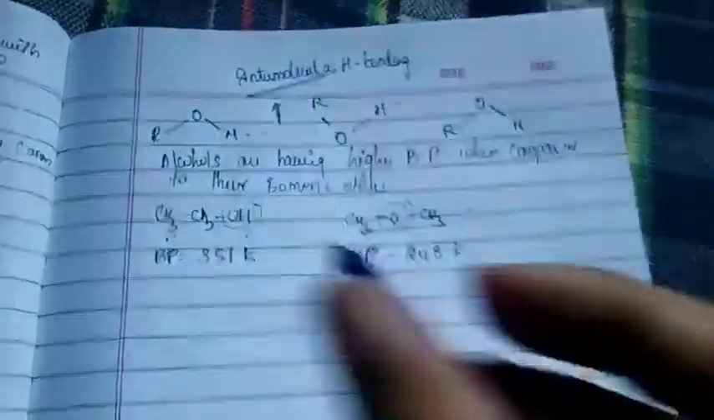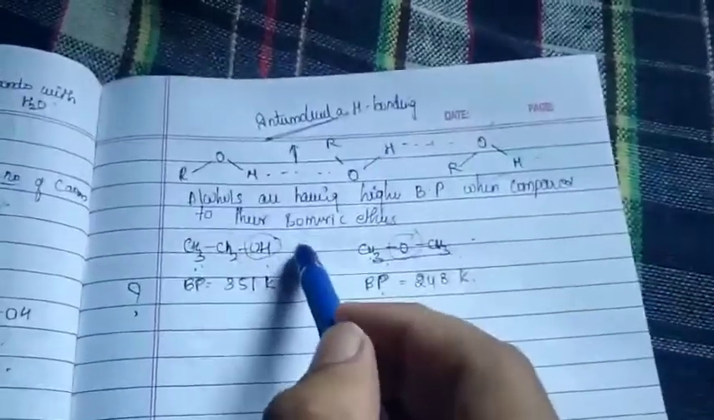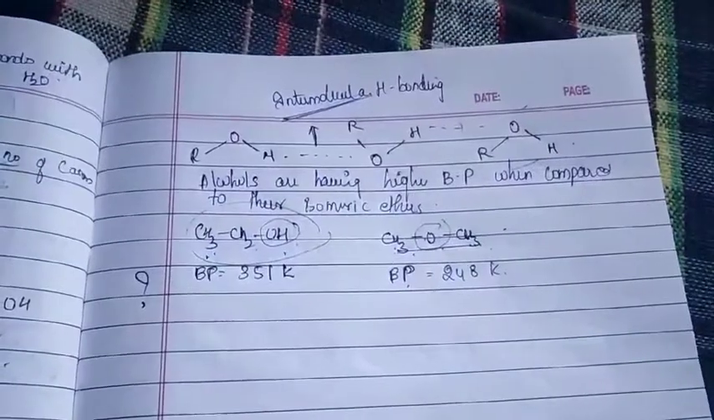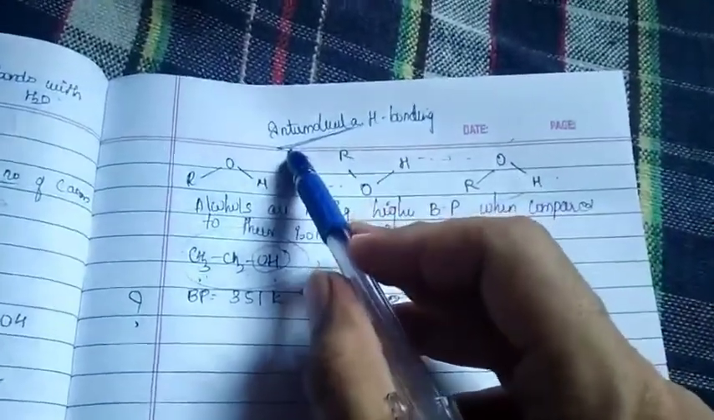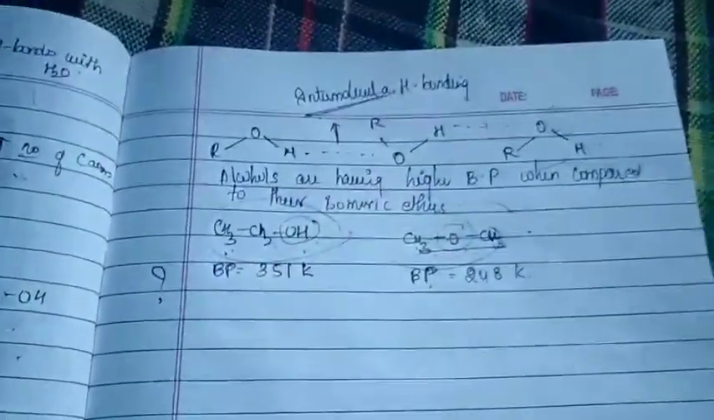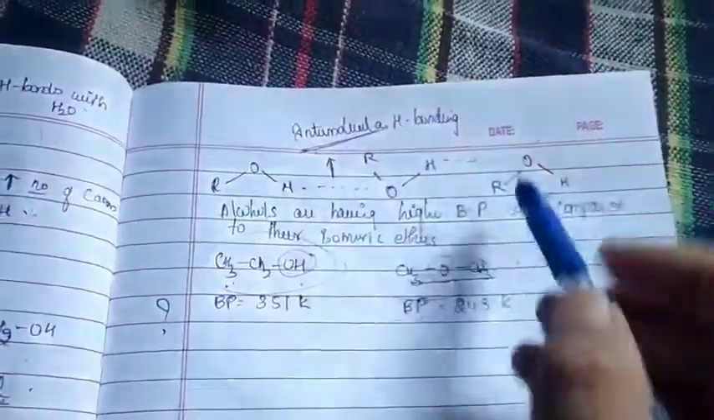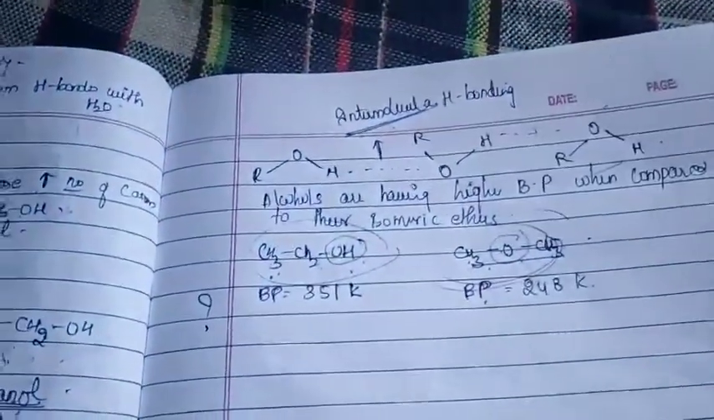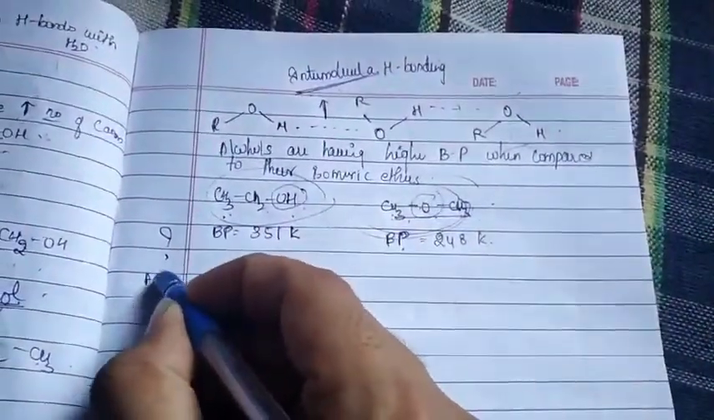So of course the question arises, why is it so? The answer is over here. Because in alcohols we can observe intermolecular hydrogen bonding. Whereas in ethers, it is not having intermolecular, nor even intramolecular hydrogen bonding. Since it is lacking this intermolecular hydrogen bonding, the ethers have a lower boiling point when compared to alcohols.